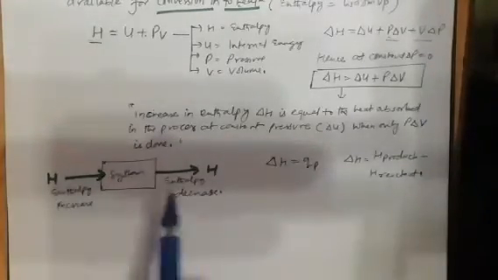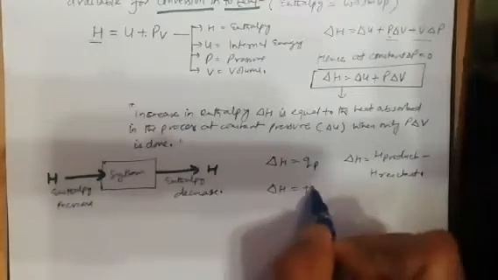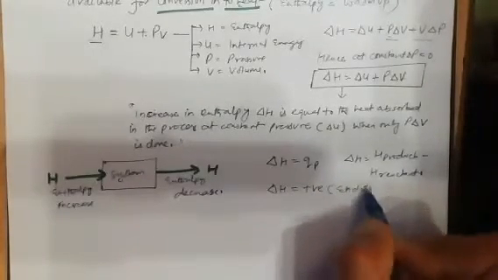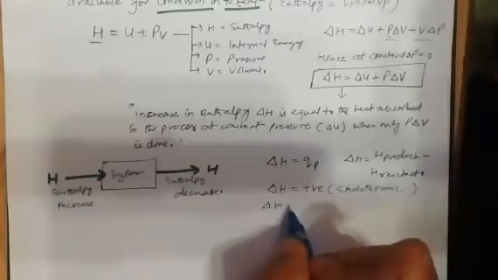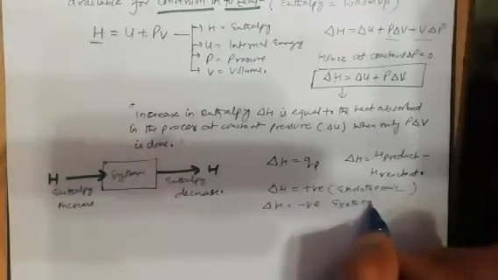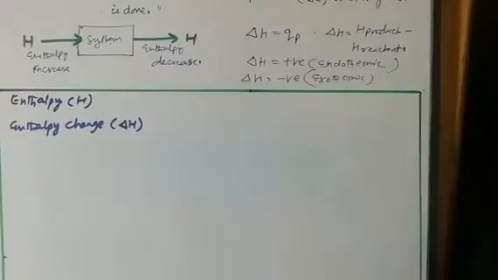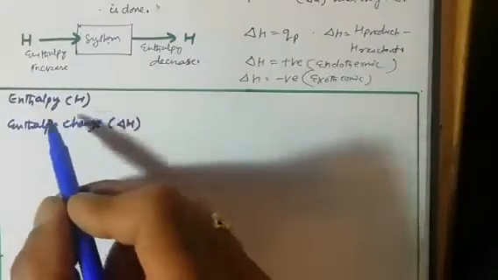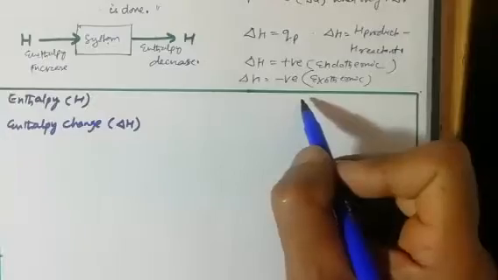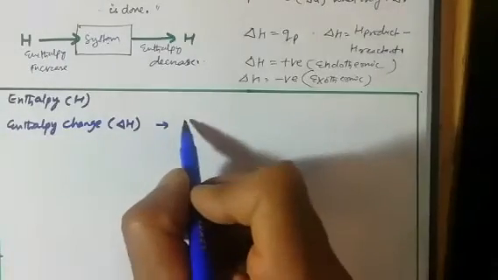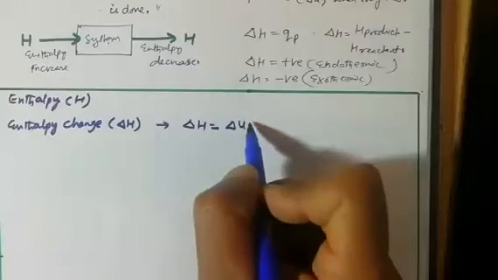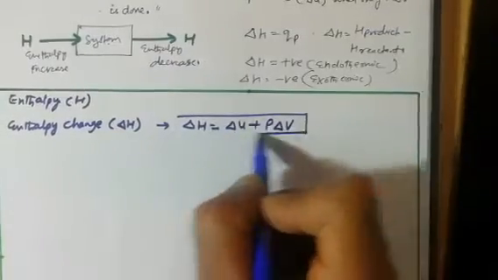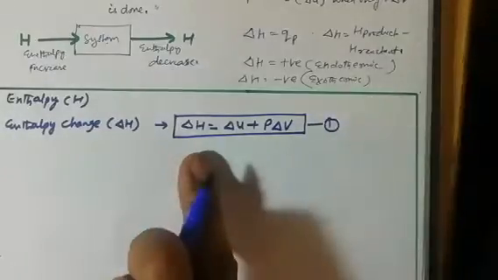Delta H is positive when it is an endothermic reaction, and delta H will be negative when it is an exothermic reaction. So now we know the meaning of enthalpy. It is basically the energy stored within the system that is available for conversion into heat. Now we will see mathematically how enthalpy change is denoted. Sometimes the question comes: derive delta H is equal to delta U plus P delta V. At that time we need to derive this enthalpy change equation mathematically.